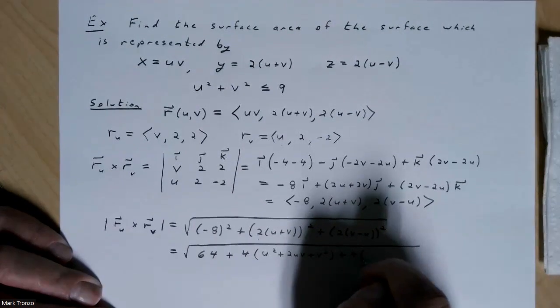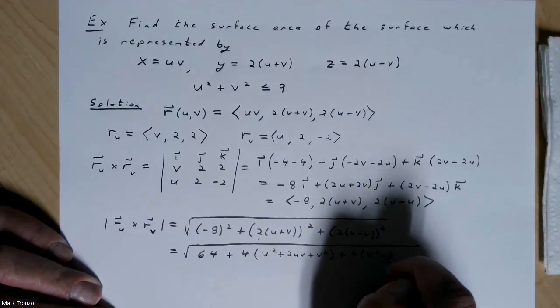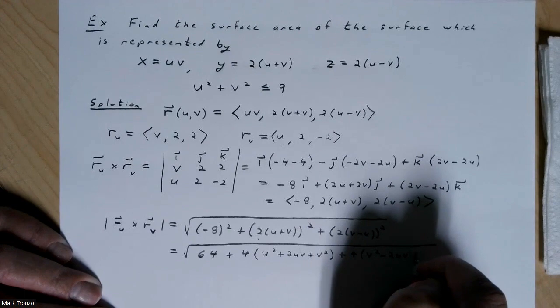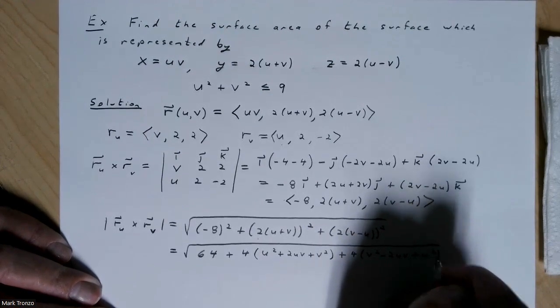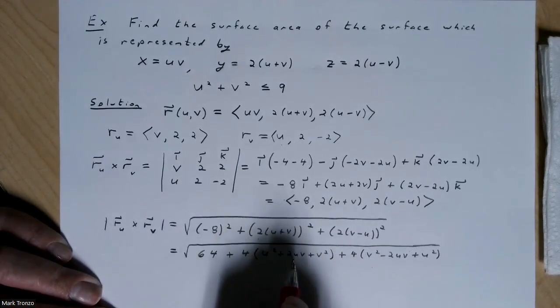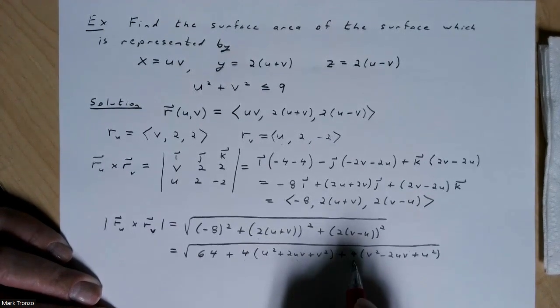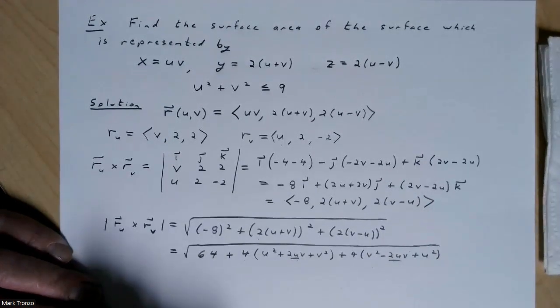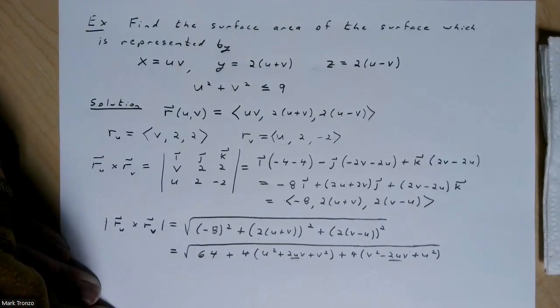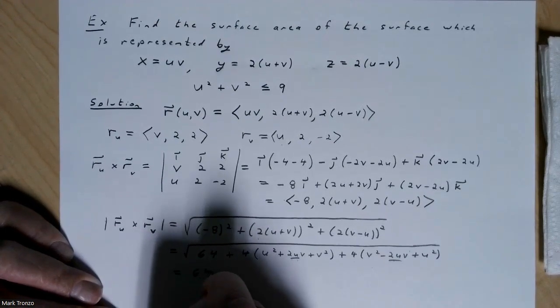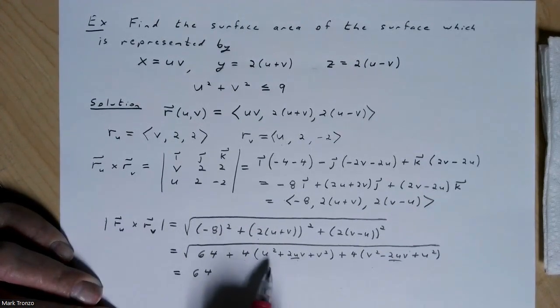This is 4 times v squared minus 2uv plus u squared. And one thing that's nice is that notice we have a 4 times 2uv and then 4 times minus 2uv. So these are going to cancel. That and that will cancel. And so we'll end up having 64.